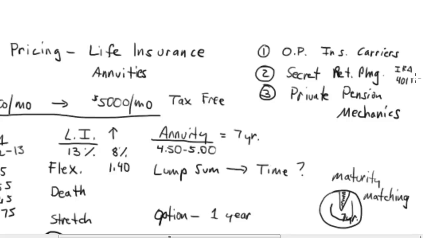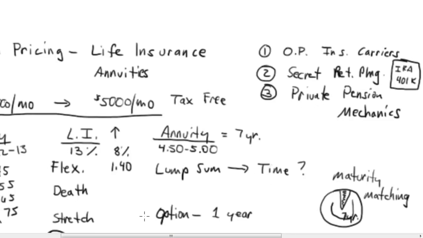Everybody gets enamored with, well, I get a deduction for the IRA, whereas I wouldn't for the premiums going into life insurance. I get a deduction for IRA and 401k. But remember, when you take this money out at retirement, it's all taxable, every bit of it, where this is tax-free. So I introduced the concept in this video, and then we really go through the mechanics of the private pension here on video number 3.